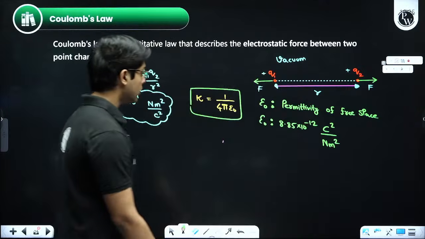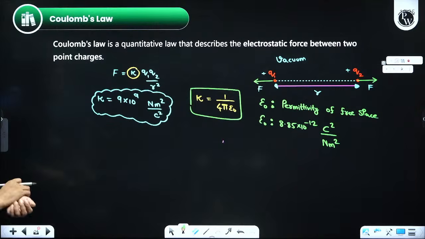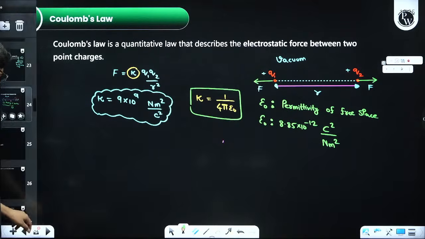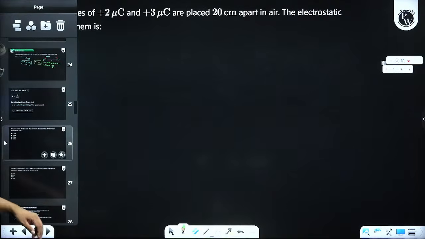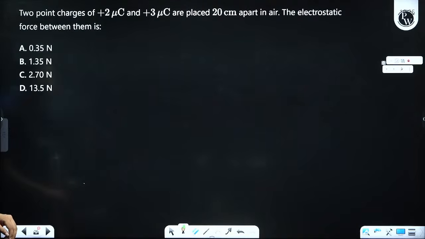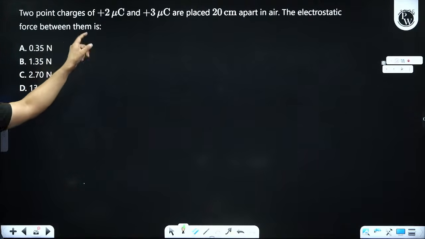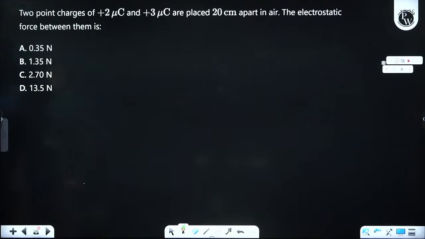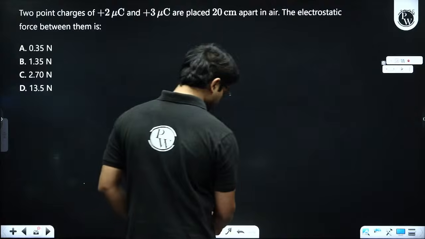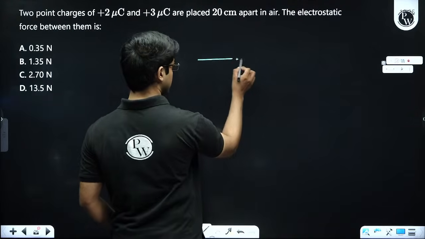So this is your Coulomb's law. We will do some questions as well. Before that, we will do a few questions on Coulomb's law. In the first question, we have 2 point charges, 2 microcoulomb and 3 microcoulomb, and they're placed 20 centimeter apart in air. The electrostatic force between them. So basically, this is just a direct application.